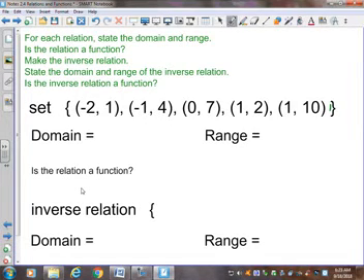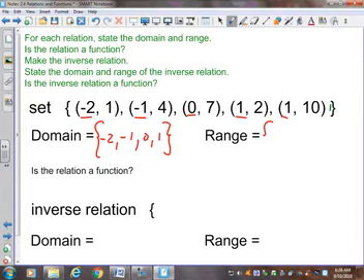So what does it mean to state the domain? Well, it means to put the x's in order. So I got -2, -1, 0, 1, 1. See how there are 2 1s? So we only list it in order and only once. And the y's we have 1, 4, 7, 2, 10. So the 2 is in the wrong place. 1, 2, 4, 7, and 10.